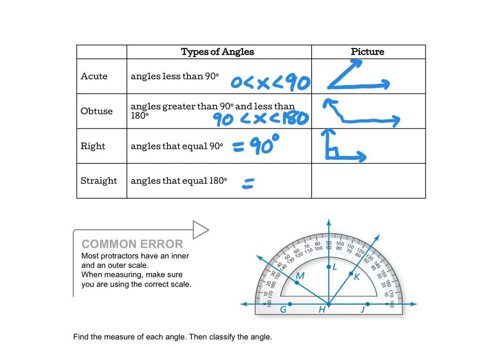The fourth one here is a straight angle. And here I'm going to show you what a straight angle looks like. You're going to have a ray going this way, and then you're going to have an opposite ray going the other way. And what do those two form? Well, they form a line, a straight line. So in order to be a straight angle, you have to have two opposite rays.